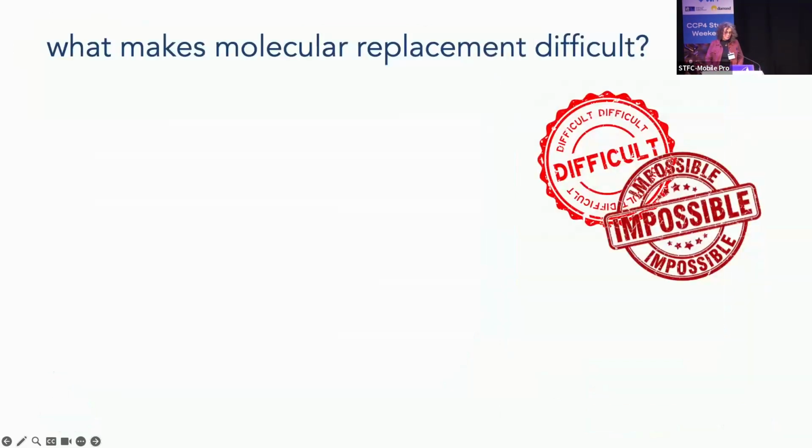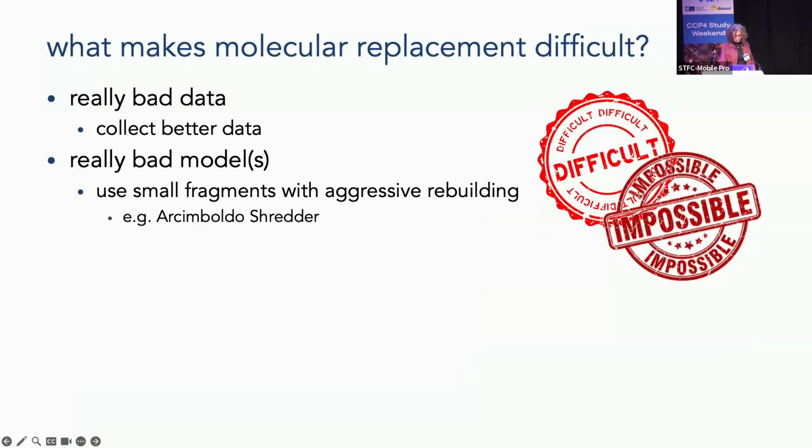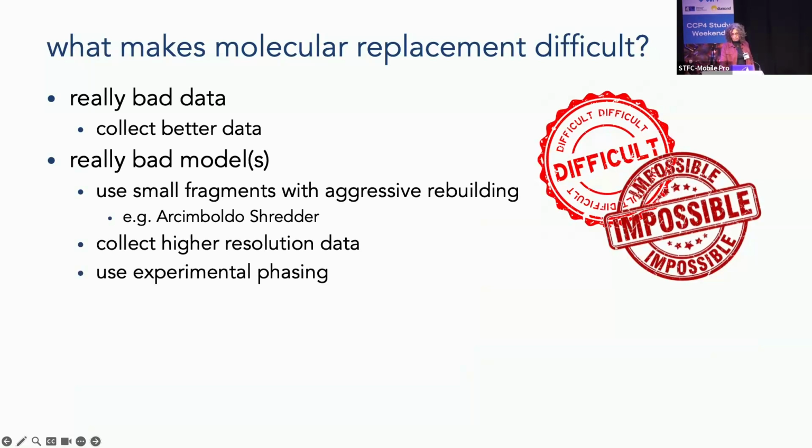So what makes molecular replacement difficult? Well, really bad data, and really bad models. When you have bad models, you can divide your models up into smaller and smaller fragments, including secondary structure, little clusters, for example, as used by Archimboldo or Sculptor. If you've got that sort of a problem, collecting higher resolution data really, really helps. And of course, you can always use experimental phasing.